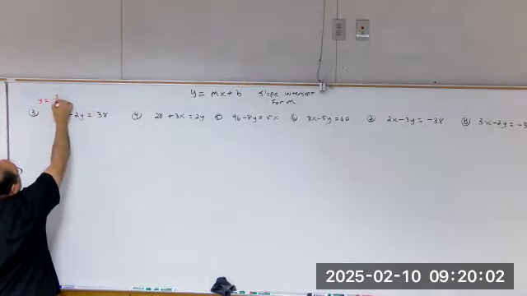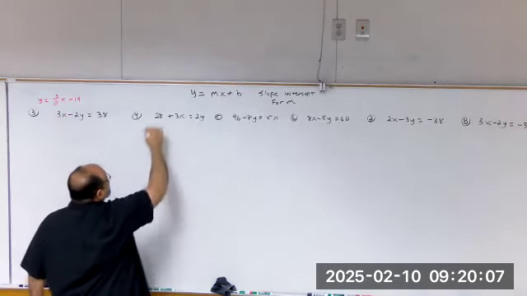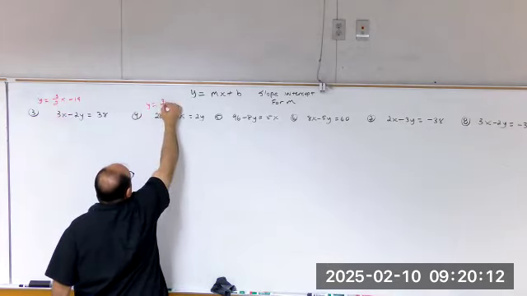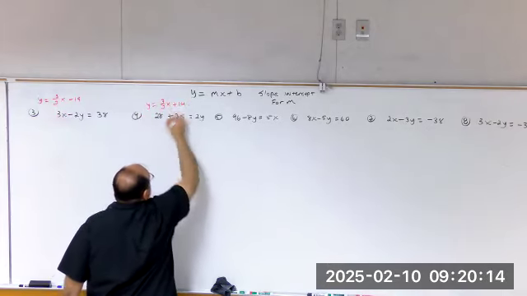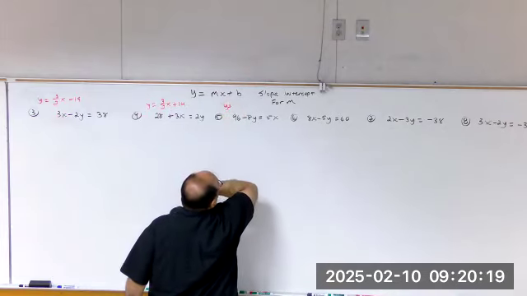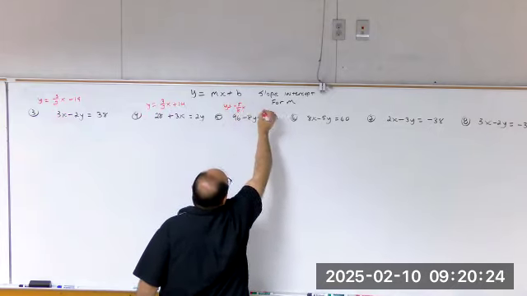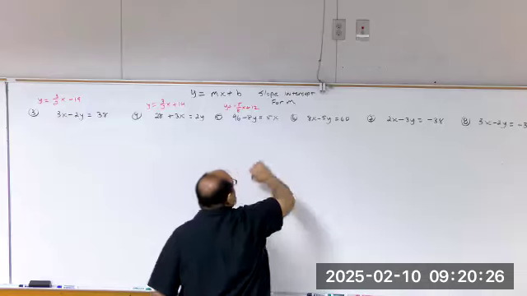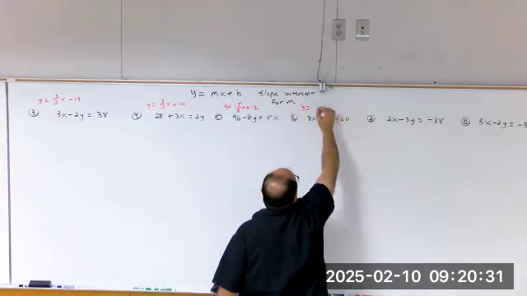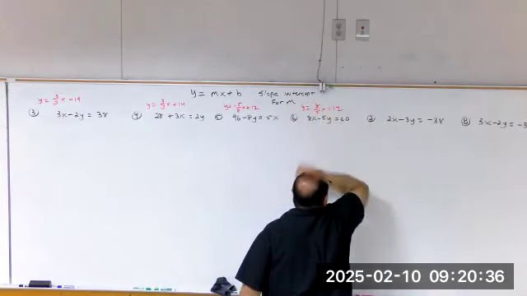Positive 3 over 2x minus 19. This y ends up equaling 3 over 2x plus 14. This ends up being equals negative 5 over 8 x plus 12. And this one ends up being y equals positive 8 over 5x minus 12.